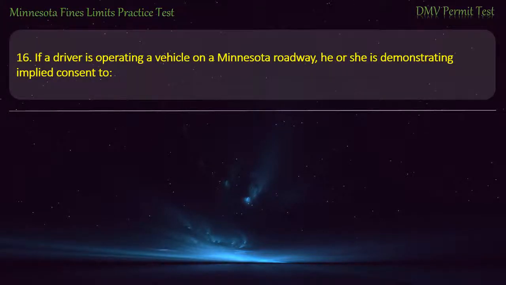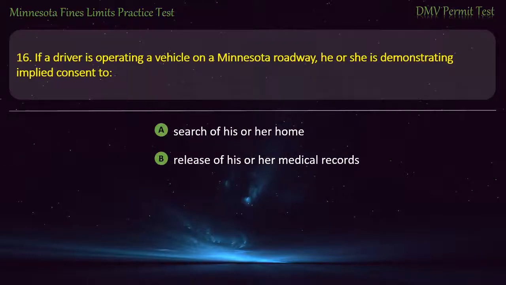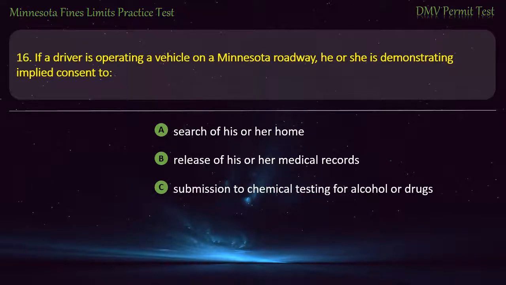Question 16. If a driver is operating a vehicle on a Minnesota roadway, he or she is demonstrating implied consent to search of his or her home, release of his or her medical records, submission to chemical testing for alcohol or drugs, or none of these answers are correct. Answer. Submission to chemical testing for alcohol or drugs.